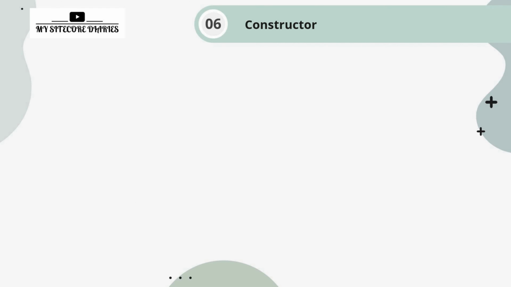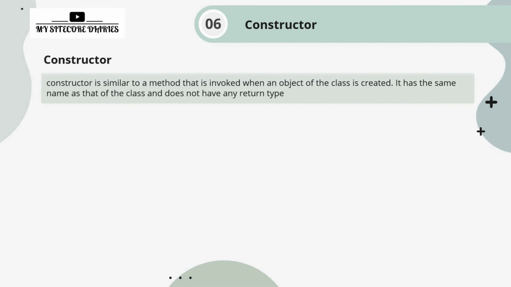Now let's see what a constructor is. A constructor is similar to a method that is invoked when an object of the class is created. It has the same name as the class and does not have any return type. So a constructor is nothing but a method whose name is the same as the class and it doesn't have any return type. Okay, it can accept parameters also, it can perform logic within it, but it cannot return any value, and it gets called automatically when you create an object.